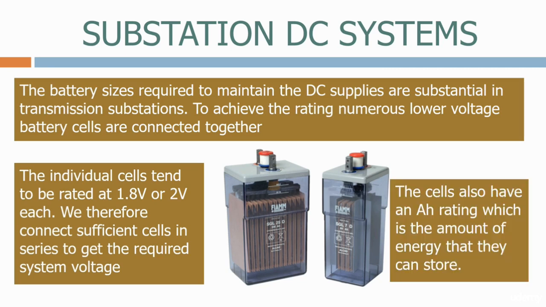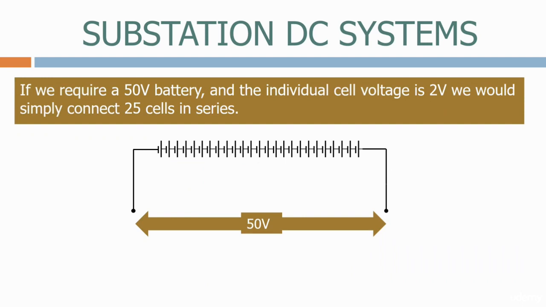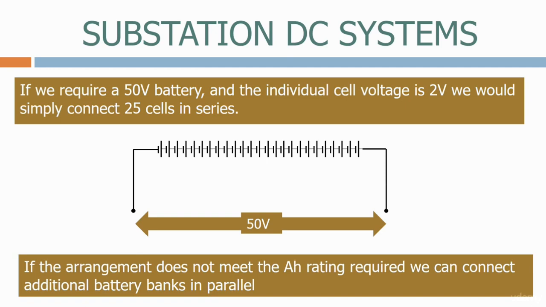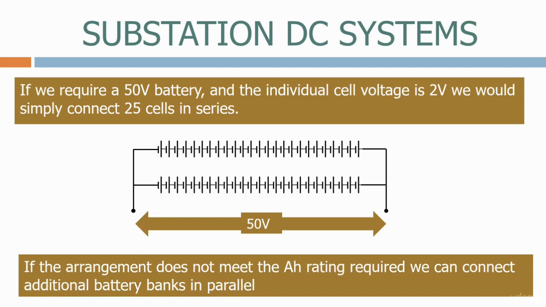The cells also have an ampere-hour rating, which is the amount of energy that they can store. If we required a 50 volt battery and the individual cell voltage is 2 volts, we would simply connect 25 cells in series. If the arrangement does not meet the ampere-hour rating required, we can connect additional battery banks in parallel.